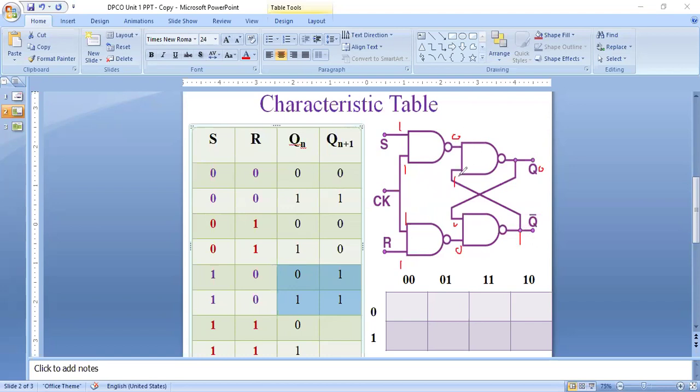0 dot 1 is 0, and on complementary 1. So look at this one. Here also it is 1, and here also it is 1. So this will create a toggling state.